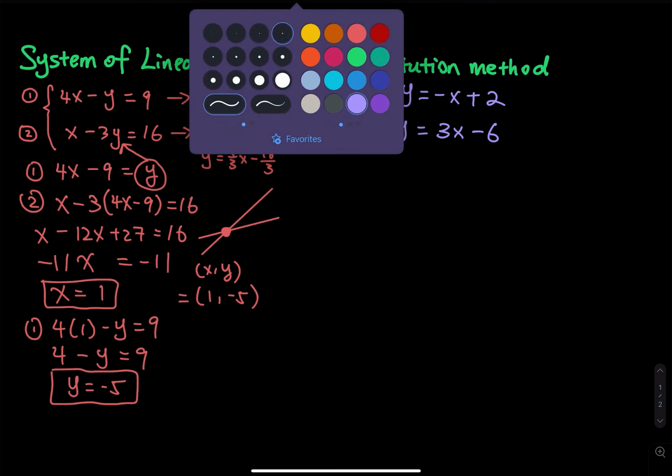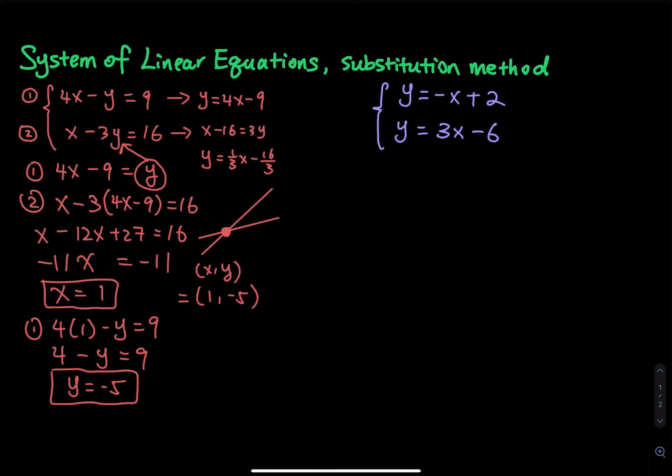The next system, I am going to label my equation. So this is equation 1, this is equation number 2. We have a system of 2 linear equations and 2 variables, x and y. So this one is very easy. The first equation is y equals some x. The second equation is also y equals some x. So you are going to set the first 2 equations equal. Number 1 equals number 2, and then you have negative x plus 2 equals 3x minus 6.